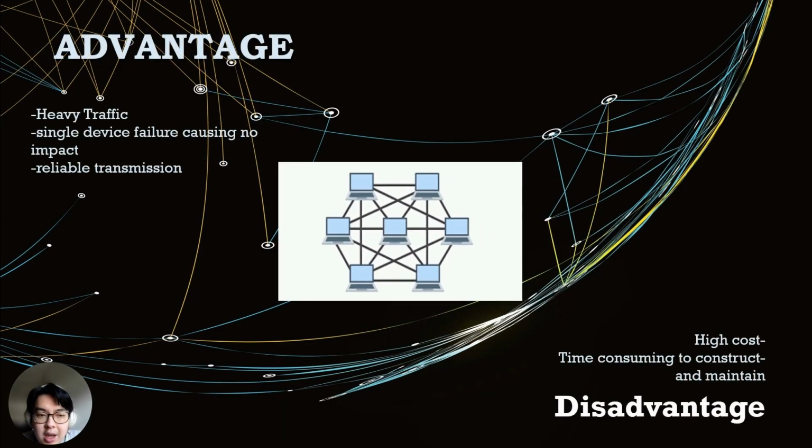It can handle heavy traffic. It has single point of failure prevention because if there's a failure, we can use other access points to reroute. It has reliable data transmission. The only drawback is the high cost for all the cabling between each device. It's time consuming to construct and maintain because all the cables are interconnected, which causes a lot of trouble to construct and maintain.